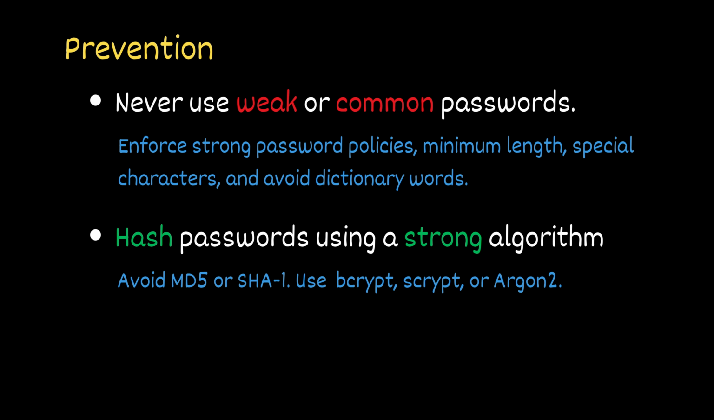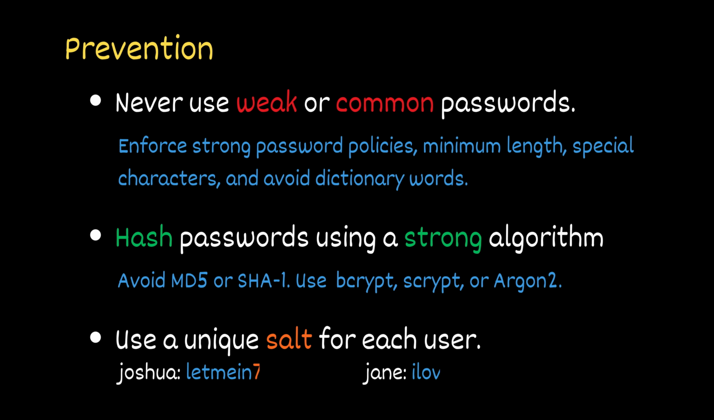Always hash passwords with a strong, secure algorithm. Avoid MD5 or SHA-1. Rather use secure algorithms like bcrypt, scrypt, or argon2. Use a unique salt for each password. A salt is a random value added to the password before it's hashed. This means that even if two users have the same password, their hashes will be completely different. This breaks pre-computed attacks like the one we saw completely. Because if each hash is unique thanks to the salt, the attacker has to start from scratch for every user. This makes the attack way more time-consuming and often not worth the effort.